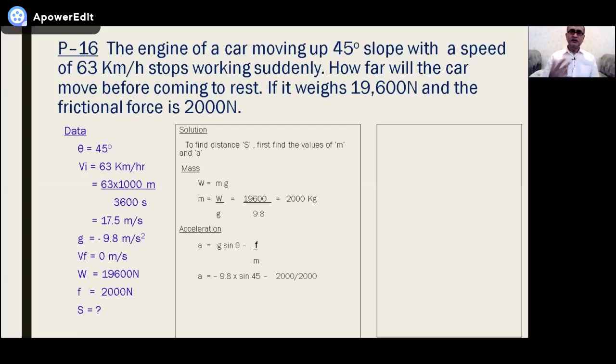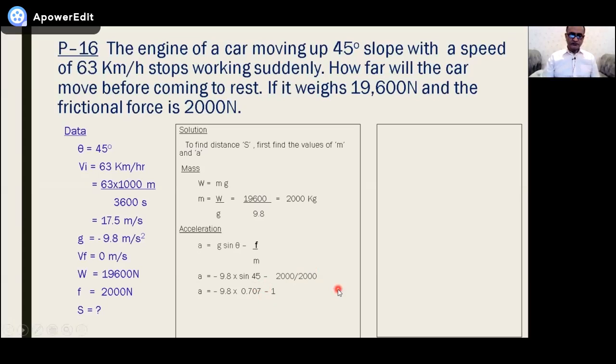Simple? It's so simple. 2,000 would be cancelled. And the value of sine 45 is 0.707. 2,000 divided by 2,000 will give you 1. That is why it is mentioned there. So you can see over here, 1 is the answer.